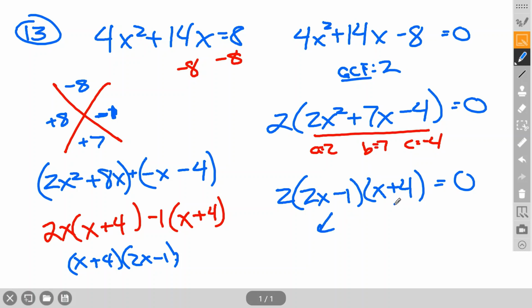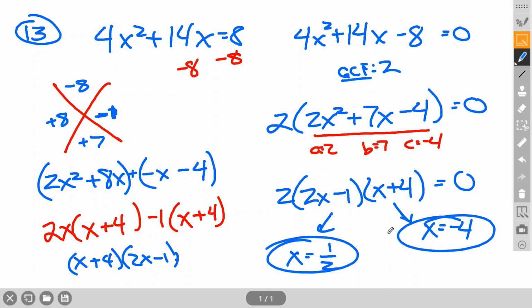Each of these provides me with the solution. This one provides me with the solution negative 4. And this one provides me with the solution 1/2. And remember, you find those by setting them equal to 0 and solving those equations. So 2x minus 1 equals 0 means x is 1/2. x plus 4 equals 0 means x is negative 4.